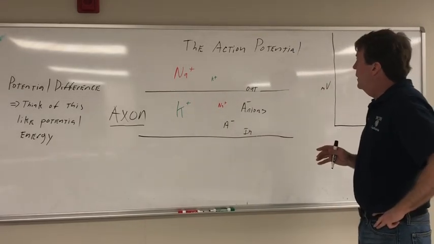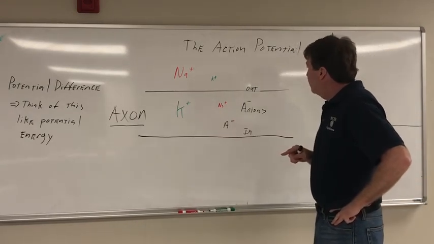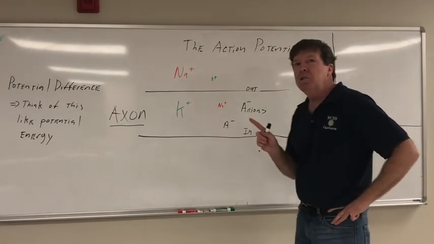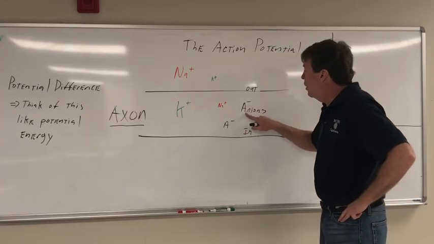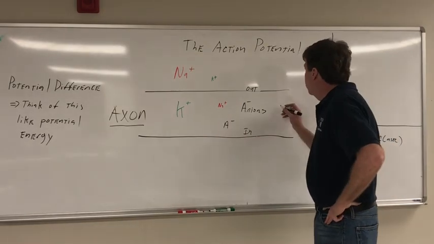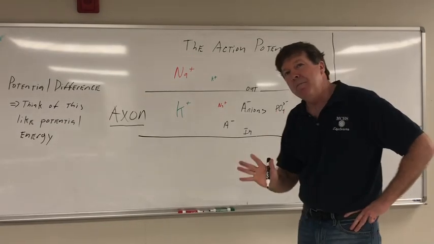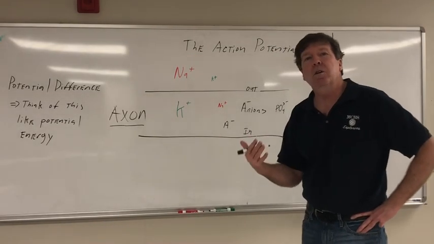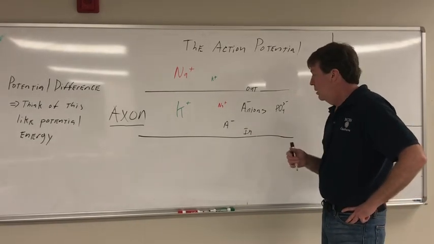Well, here we are. What's going on here? On the inside of the axon, we have a large number of anions. These are negatively charged molecules, polyatomic anions. For example, we can have phosphates here, PO4 3-. These are impermeable. So in other words, they're stuck on the inside of the axon.